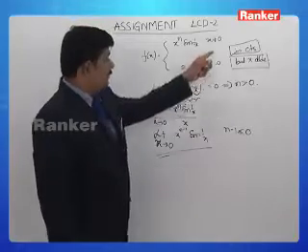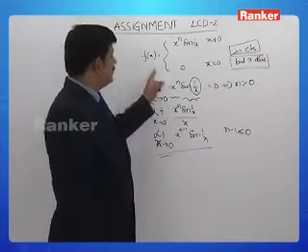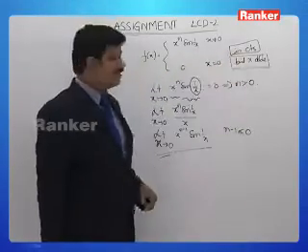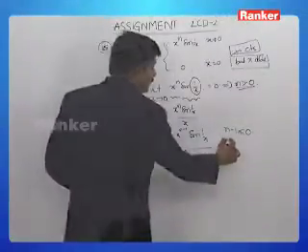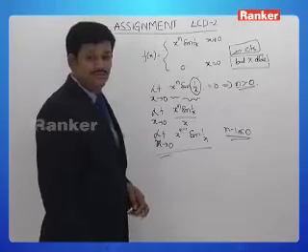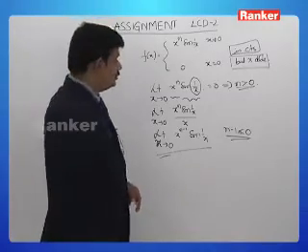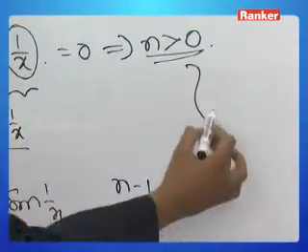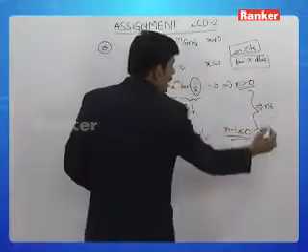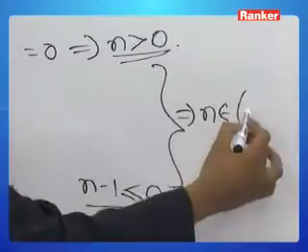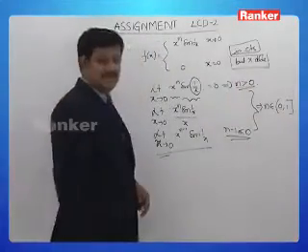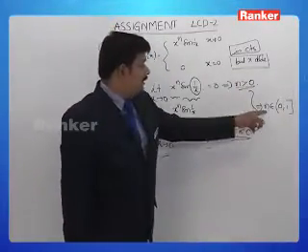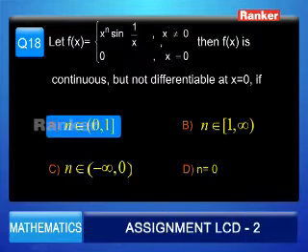So, for the given question, the function is continuous but not differentiable only when n is greater than 0 and also when n is less than or equal to 1. Both of them should be true. So, put together, n is less than or equal to 1 and n is greater than 0, so n belongs to the interval open 0 to closed 1. That is answer A.